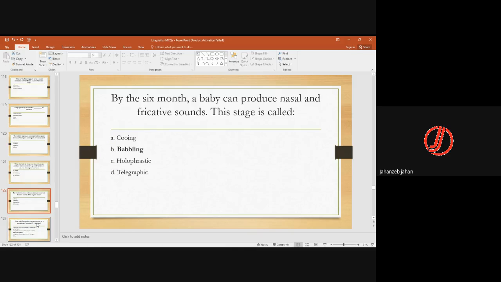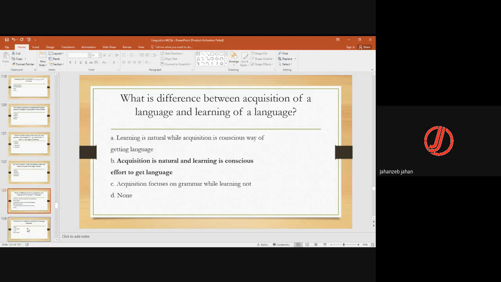Babbling stage जो है वो 6 months से है कि एक बेबी जो है वो nasal और fricative sounds निकाल लेता है. What is difference between acquisition and learning of a language? So acquisition is natural and learning is conscious effort.